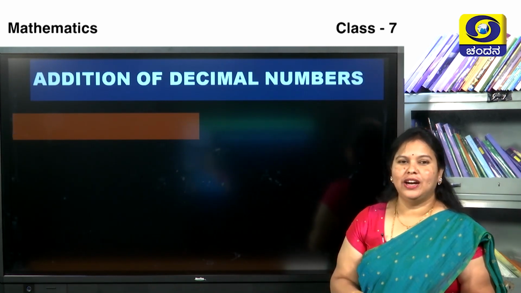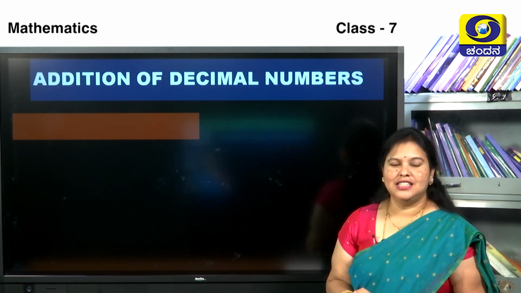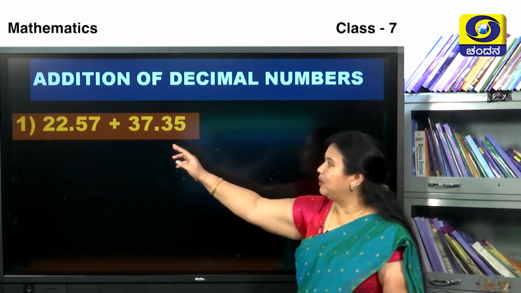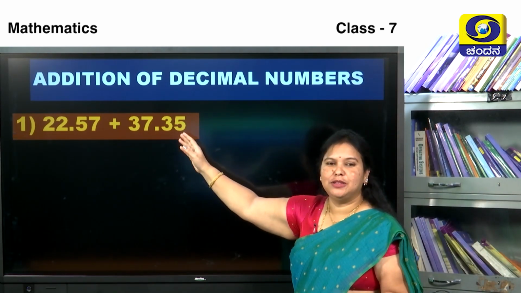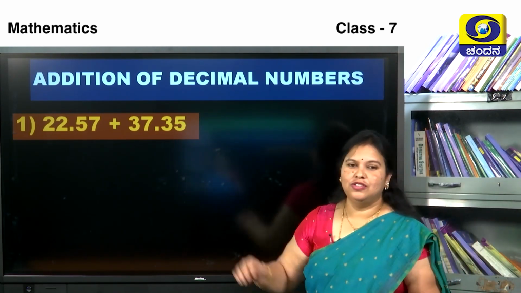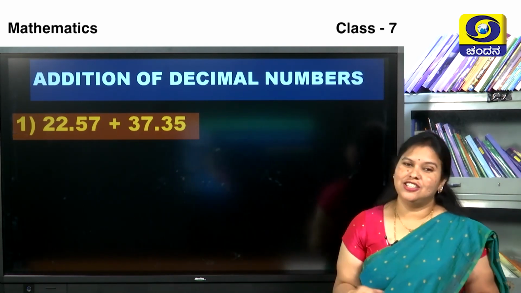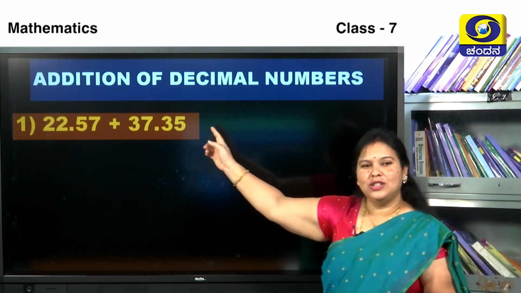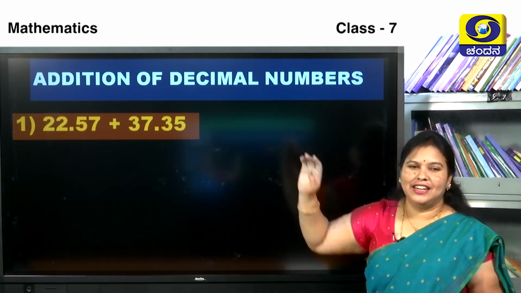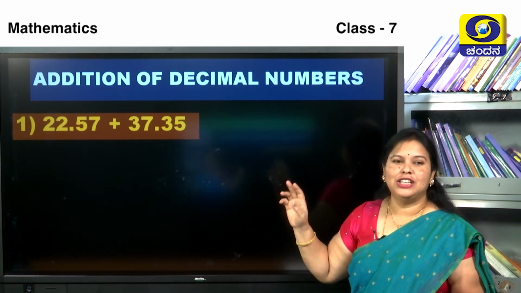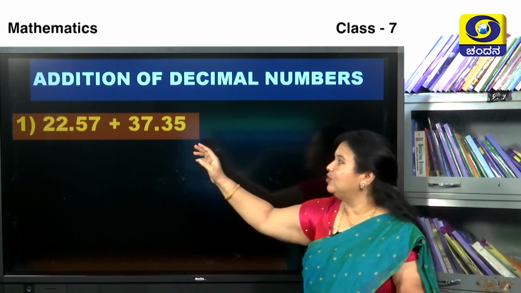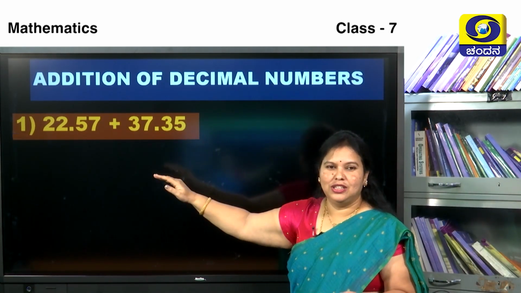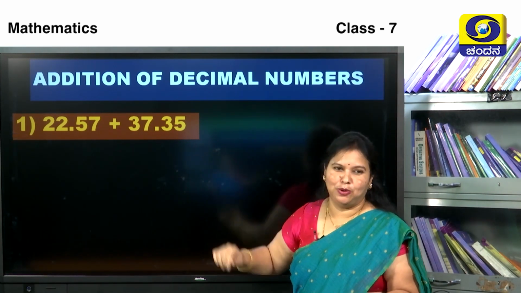Now, we will go to addition of decimal numbers. Let us take an example. 22.57 plus 37.35. Now, we will add these two. You know addition already. Here we are adding not only whole numbers but also decimal numbers. So, while writing the decimal numbers, you have to keep it in mind that you have to write the numbers one below the other with respect to the decimal point.